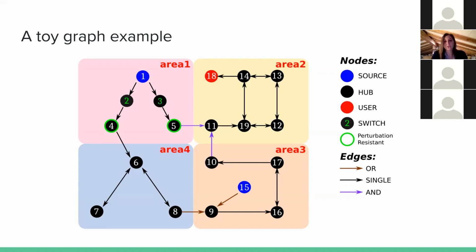So we have 3 different types of nodes. We have sources, which I color in blue. We have hubs, which are black. And the only user that we have here is 18, which is red. Then you have particular types of node, and we're going to see why, which are switches. And here 2 and 3 are switches. And this halo around a node is going to tell you that these nodes are perturbation resistant.